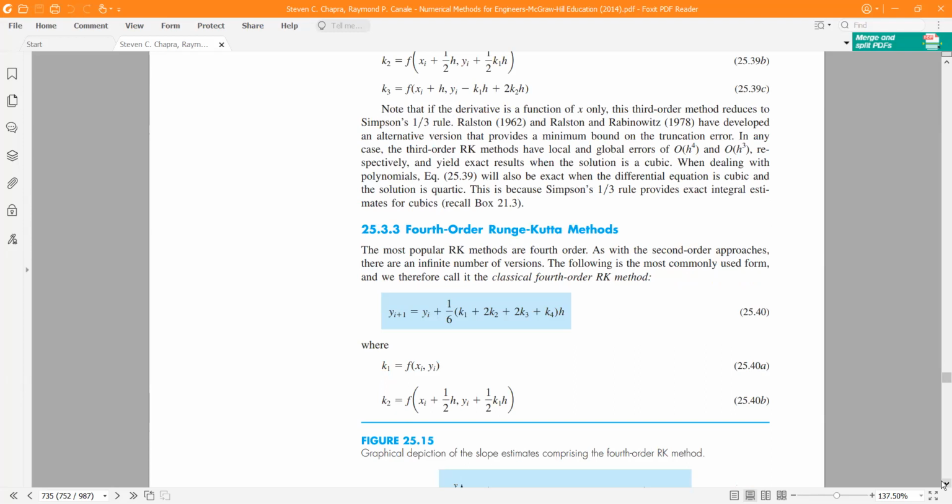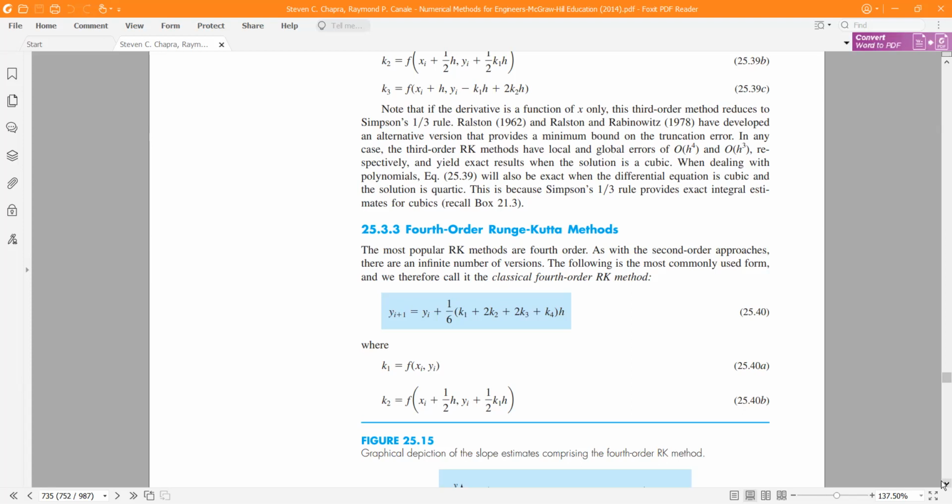Again, you will see that your K's are actually related to the slope. How many slopes are involved in equation 25.40? Four slopes are involved, but altogether your weight factor is not the same. As a result, the interior point slopes are weighted by 2. So actually 6 slope values are involved in this equation, and we are dividing it by 6. This is the average of 6 slopes, and this is nothing but an improved approximation of the slope.